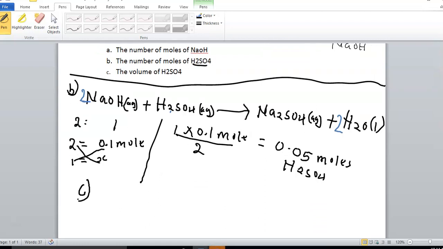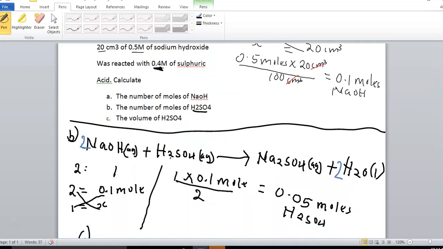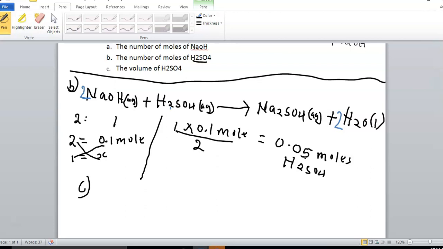But C is asking for the volume of sulfuric acid. The volume of sulfuric acid. If I go back to the question, the other part of the question gives us the molarity of sulfuric acid, 0.4. So since we have the molarity of the sulfuric acid, and we have the number of moles of sulfuric acid used, which in part B we got as 0.05, we can say the molarity 0.4 molar is equal to 1000 in terms of volume, 1000 centimeter cubed. So this number of moles is the number of moles of the sulfuric acid used, and it gives us the volume used.